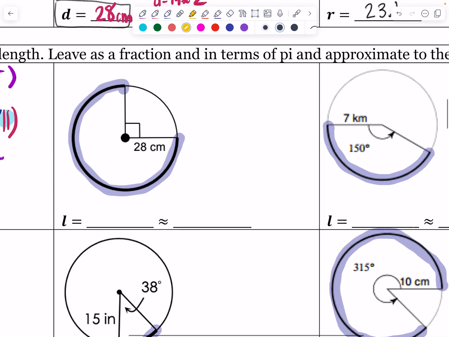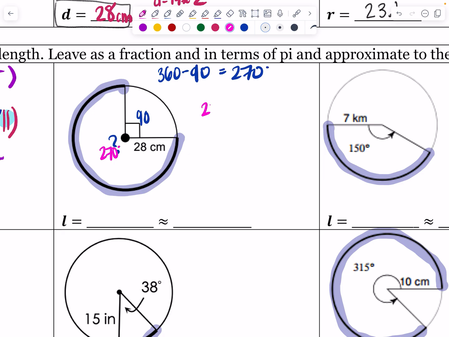All right, this next problem, I don't have the angle I need. The angle I need is this one right here, but I have 90 degrees right here. So the arc I'm working with is going to be 360 minus that 90, which gives me 270 degrees. So this question mark becomes 270 degrees. So I'm working with 270 out of 360, that fraction of the circumference, 2 pi r, which is 28.